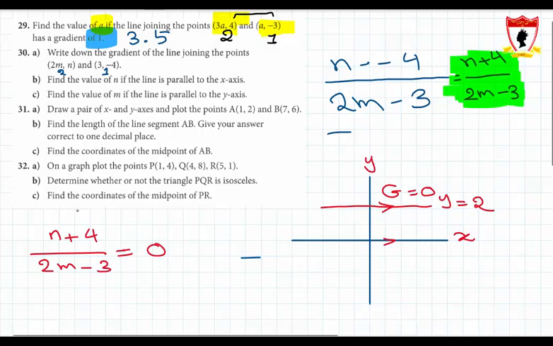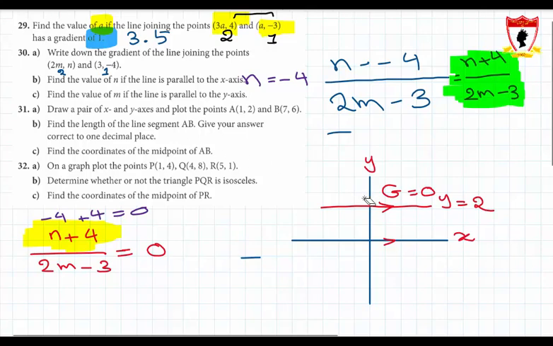Then when does this equal 0? If n is equal to negative 4, because negative 4 plus 4 will be 0, and 0 divided by anything will stay 0. That's why we don't care about the denominator when the result of a fraction is equal to 0. Then this is the answer. The value of n is negative 4, because negative 4 plus 4 is equal to 0, and 0 divided by anything stays as 0. Done. Part C, find the value of m if the line is parallel to the y-axis.